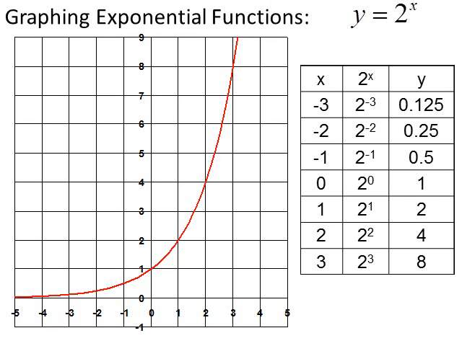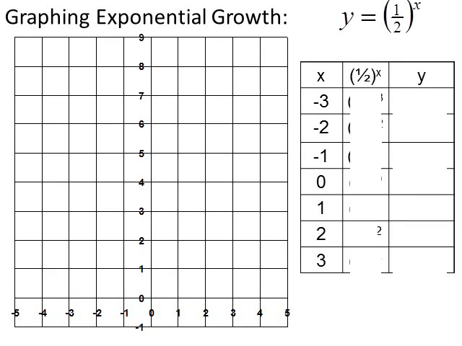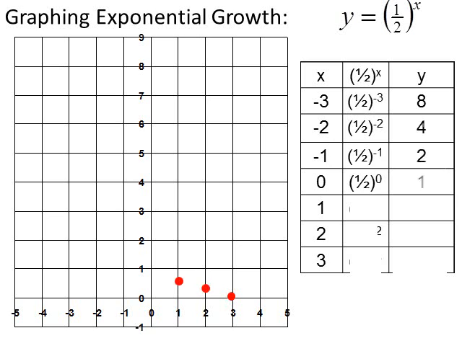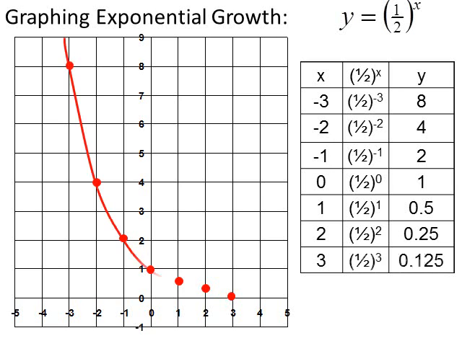Okay, we're going to go the other way too. We can graph decay. So we have 1/2 to the x power. We're going to do 1/2 to the -3rd. We can put that in the calculator. It's going to give us 8. 1/2 to the -2nd gives us 4. 1/2 to the -1st gives us 2. 1/2 to the 0 is always 1. 1/2 to the 1 is 1/2. 1/2 squared is 1 over 4. And 1/2 to the 3rd is 1 over 8. So you see it's the same shape graph, but it goes the other way.